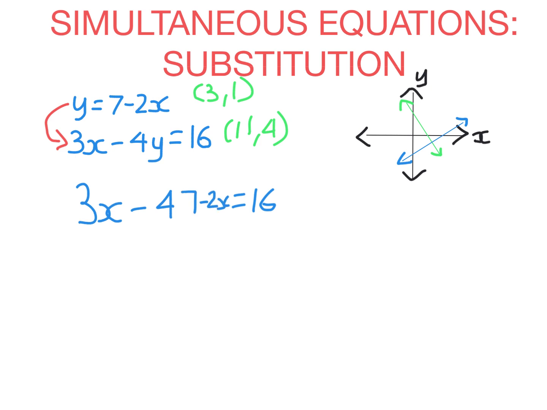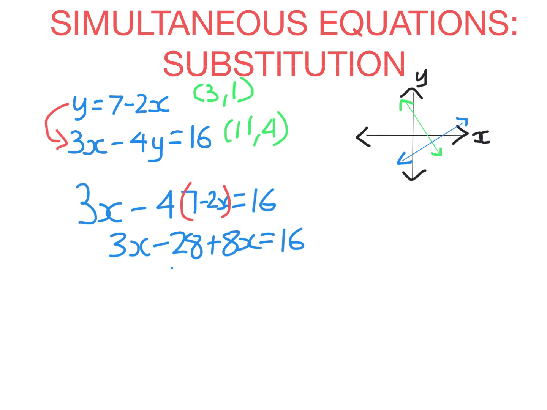Now, undoubtedly, the most common error made here is not putting brackets. I need to put brackets around what I've just substituted. See, now I have one equation with one variable, and we know how to solve them. What I'm going to do is expand the brackets, so negative 4 times 7, and then negative 4 times negative 2. Now we're going to collect like terms.